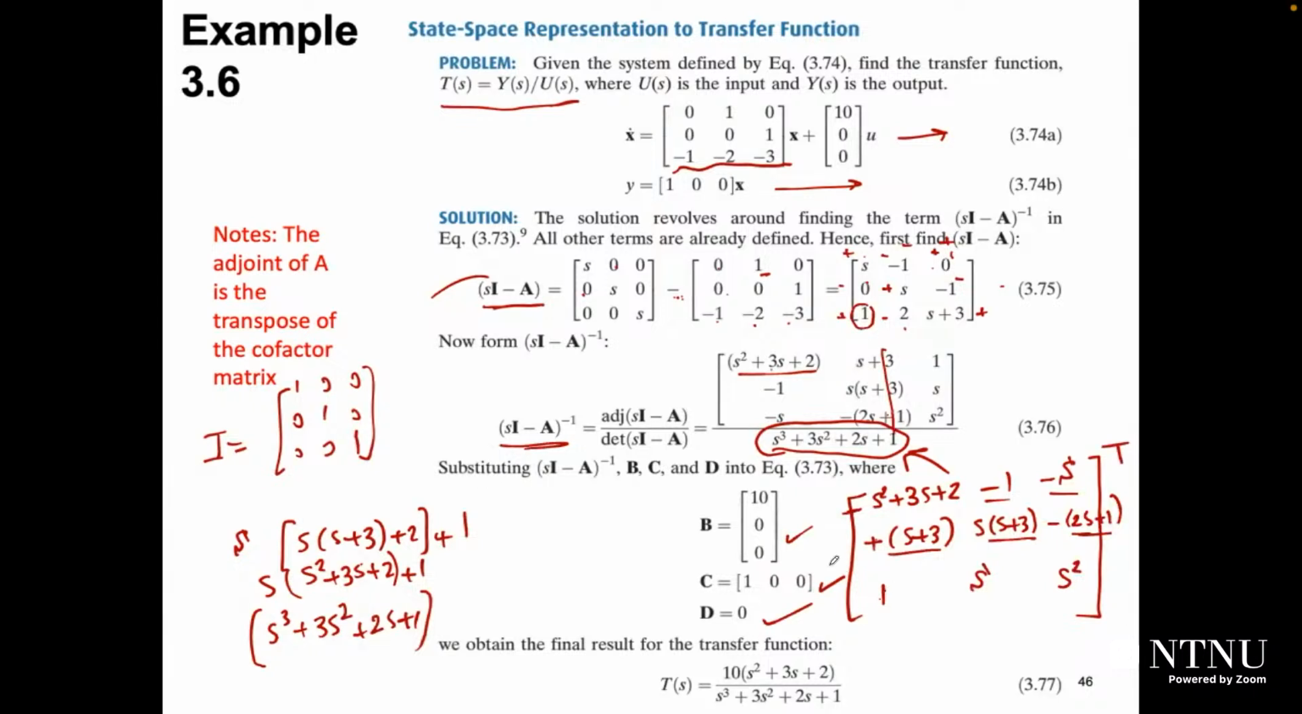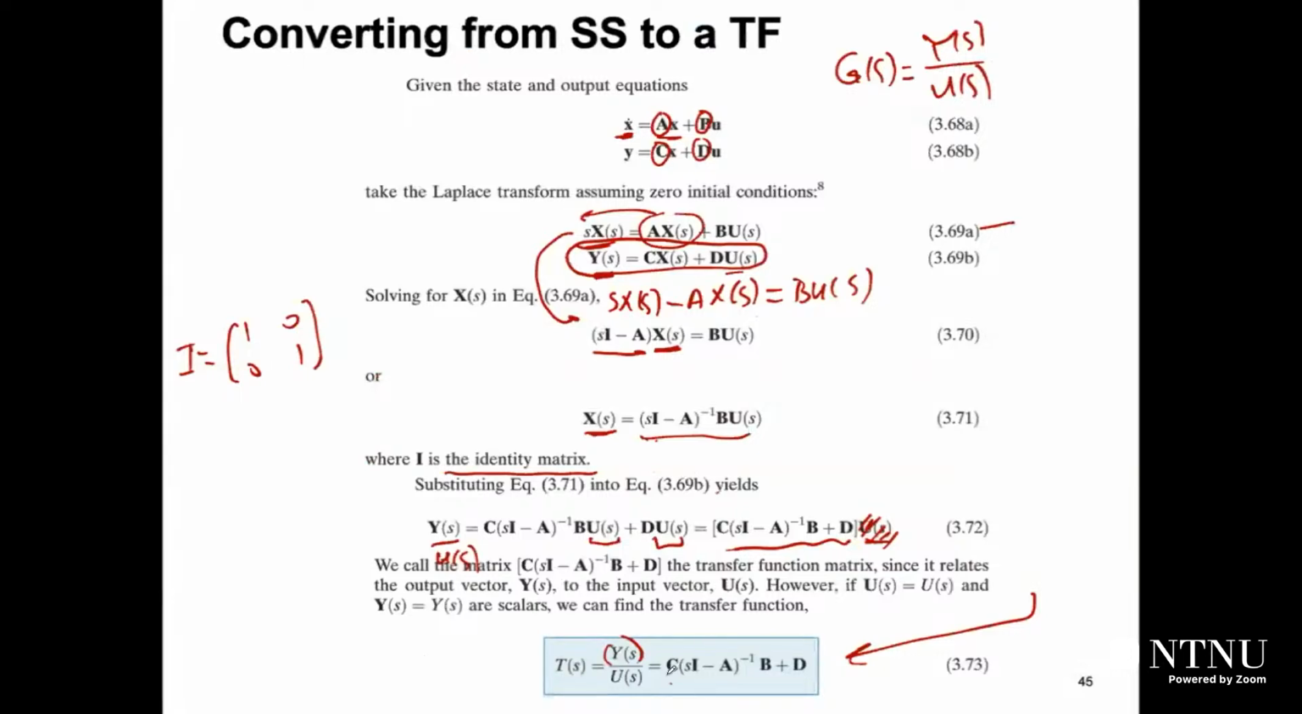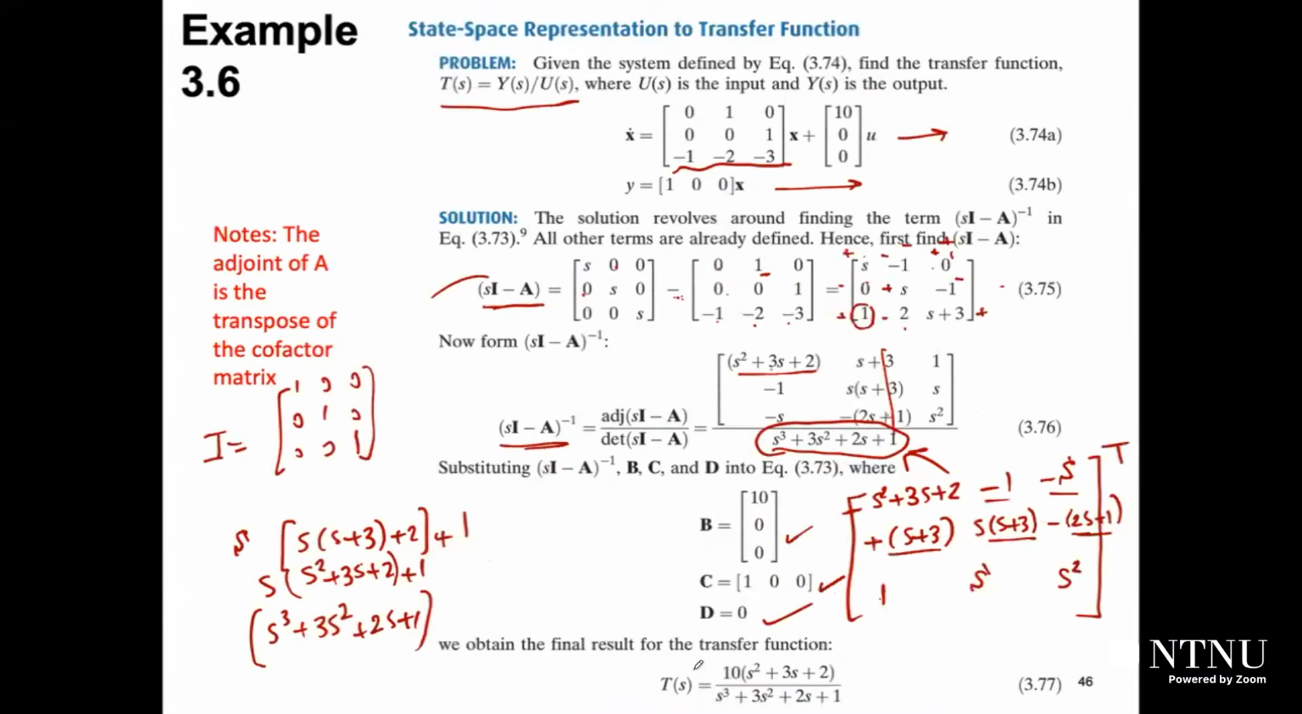So just substitute those values into the formula in order to get the transfer function, right? To remind you, I need to go back. So we need to substitute into this form to get my transfer function, right? It will be C multiplied by the inverse B plus D. So my transfer function will be C multiplied by SI minus A inverse B plus D. This one will be my transfer function.